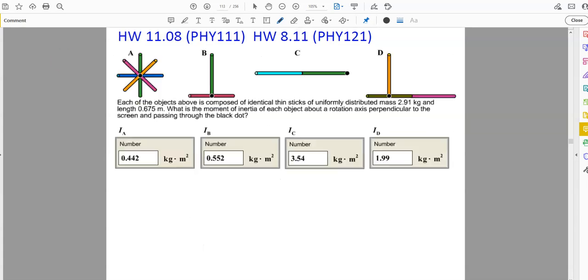Okay. So this next problem is a really fun problem.